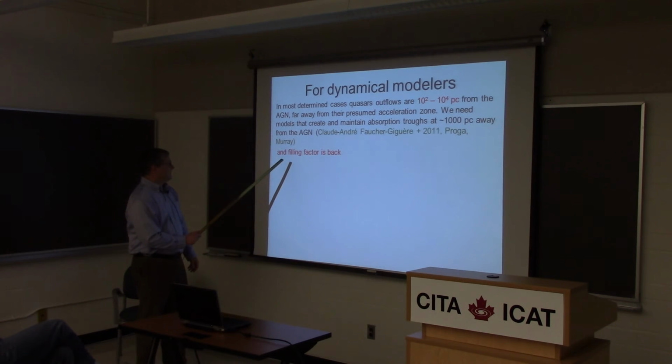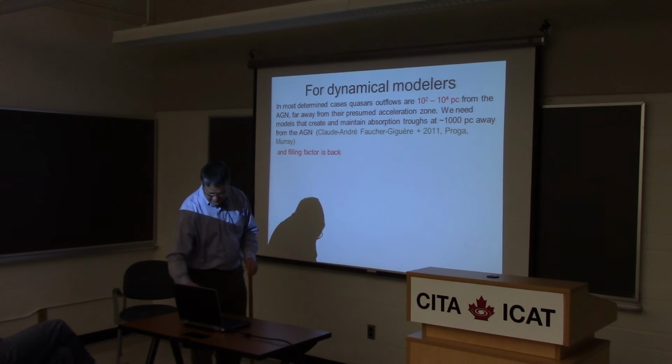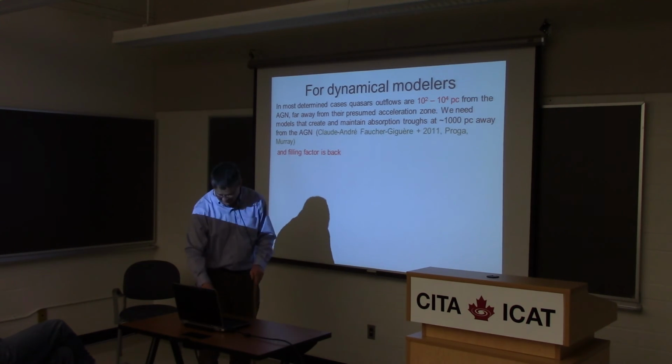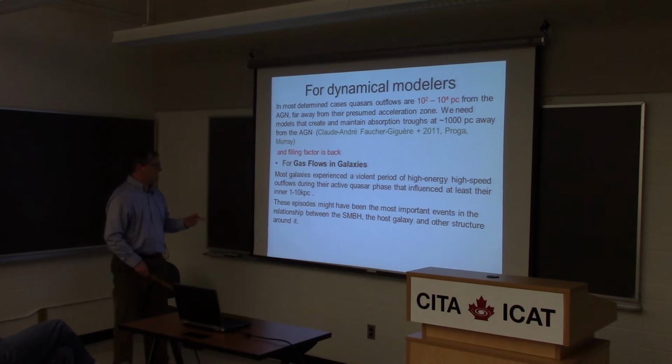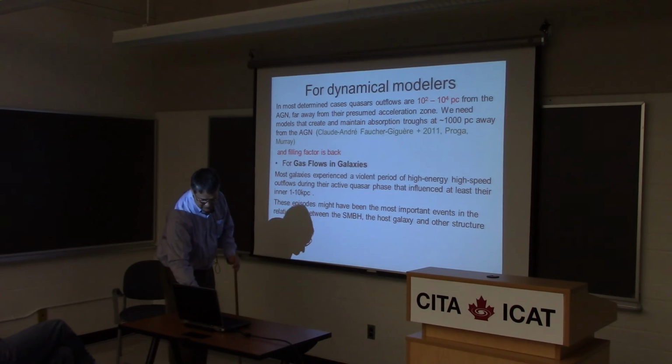And then we have the filling factor, as we said. We have 10 to the minus 5. This is an old issue we have in BALQSOs coming back again. And for the gas flowing out of the galaxy, the hypothesis is that most galaxies experience this violent period of high energy, high speed outflows during their active quasar phase that influence at least their inner 1 to 10 kiloparsecs. And these episodes might have been the most important events in the relationship between the supermassive black hole, the host galaxy, and other structure around it.